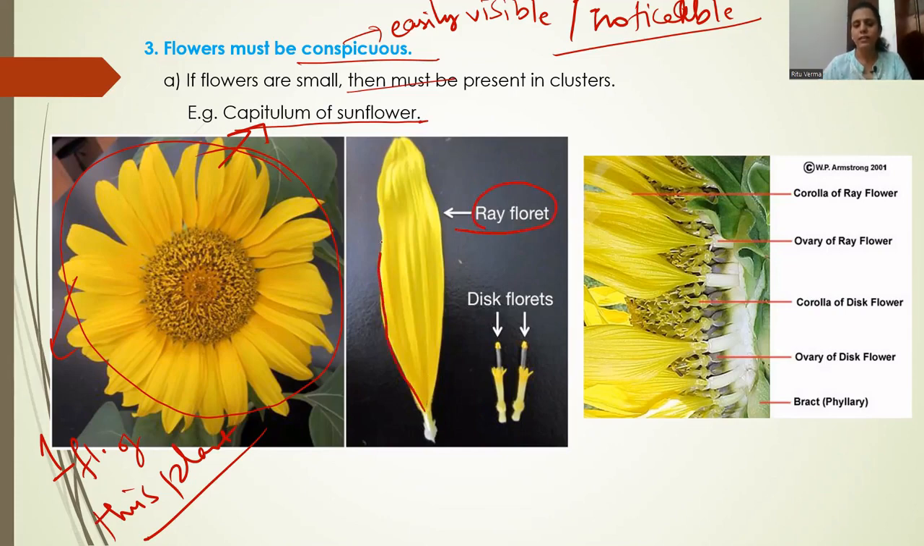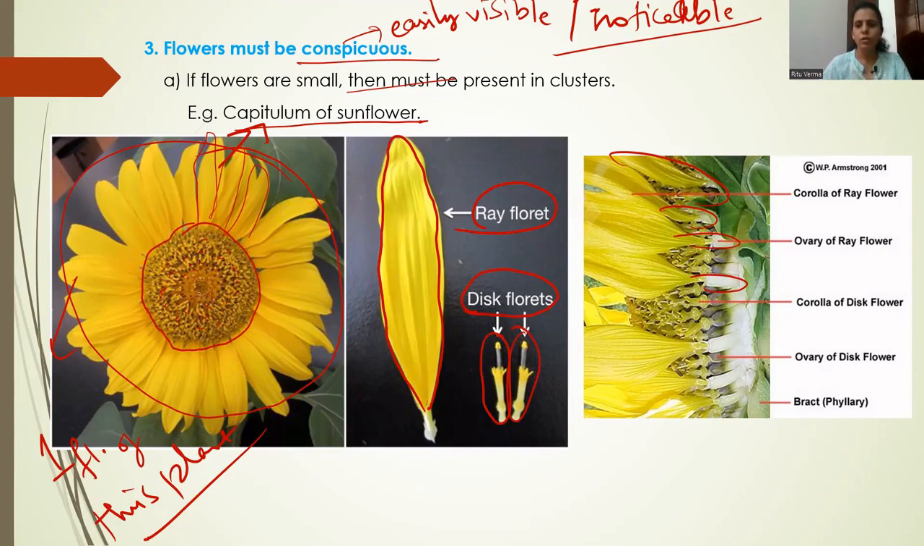This ray flower has a very long and thin, brightly colored petal. And the second type of flower is known as disc flower or disc floret, the smaller one. These ray florets are arranged on the sides, on the corners. You can see here these ray florets, or the ray flowers, are arranged on the corner here, on the sides. And all these disc florets are arranged here in the center.